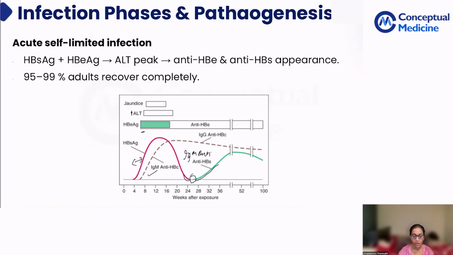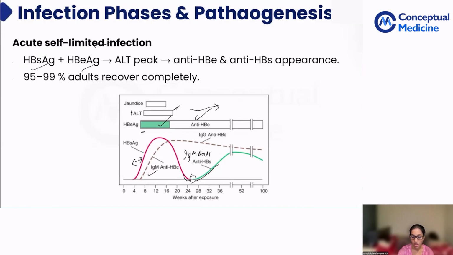So in all of them, HBsAg is positive, HBeAg is also positive, and ALT is at its peak. Gradually, what happens if it is a self-limited infection? HBsAg becomes negative and anti-HBs becomes positive. Similarly, HBeAg becomes negative and anti-HBe becomes positive. LFT also, initially it will rise at the time of acute infection, then gradually it will lower down.